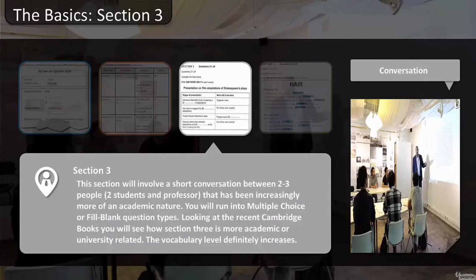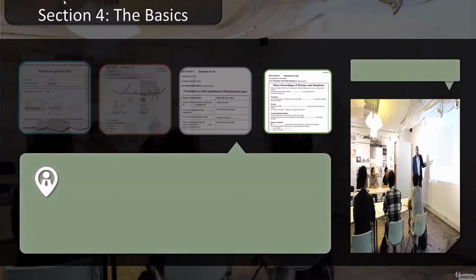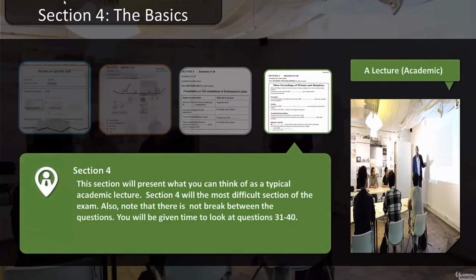Question types are the same. Question possibilities are the same, except you're not going to really see a map question. All right, now with question number 4, these are the basics of question number 4.